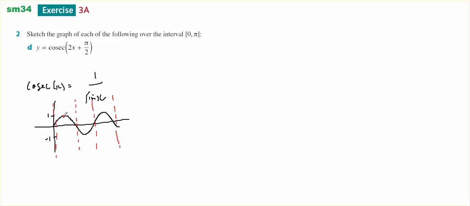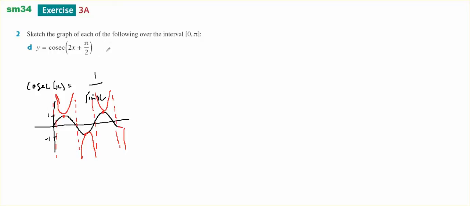And where it's equal to 1, it will stay equal to 1. And where it's equal to negative 1, it will stay. But when this is a half, that's going to be up there at 2. So we end up with a pattern that looks like this. Okay, so that's what the graph's going to look like.